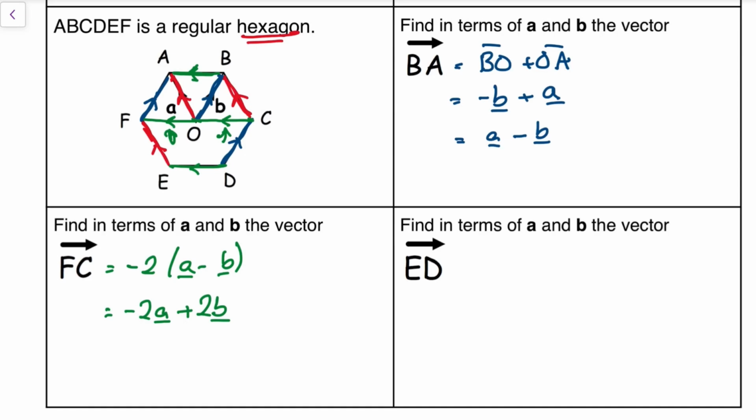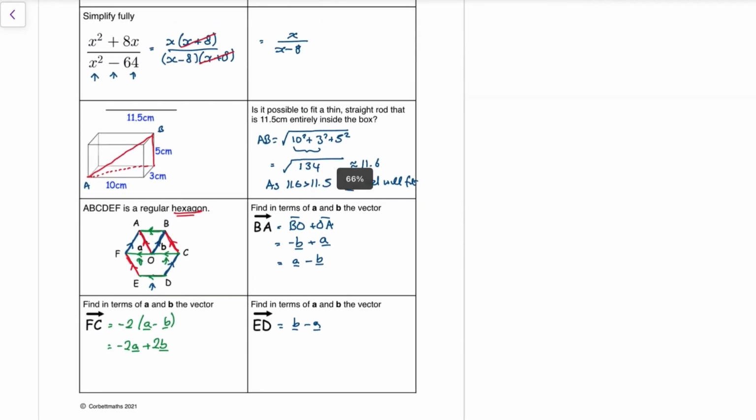Find in terms of a and b the vector E to D. Where's E and where's D? Oh, actually, it's slightly easier than the one I've just done. Same direction we've just done. There's only one of them, so therefore it's just going to be b minus a. And that is it. Today done. Not too bad today at all. Nice mix of questions as ever.